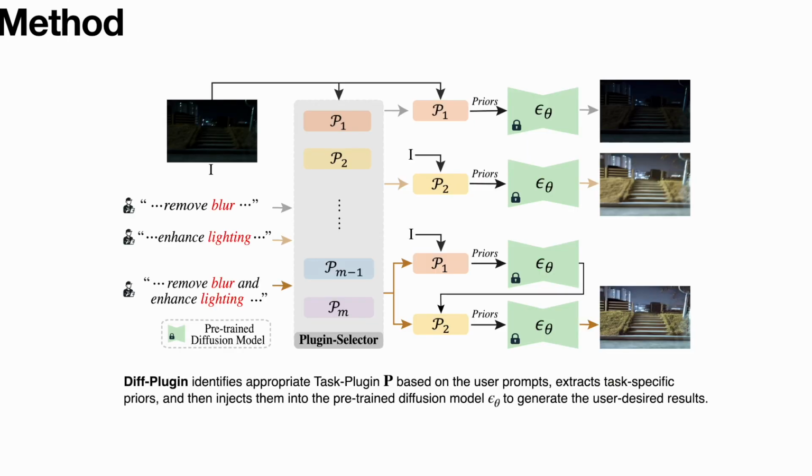This figure shows our overall pipeline. Given an image and a text prompt during inference, we first send them to the proposed plugin selector to select a task plugin that adheres to the user-intended task. Then, we forward the input image to the chosen task plugin to extract the task-specific priors. Finally, we feed the priors to the pre-trained diffusion models for generating the target output. When the user wants to conduct multiple tasks simultaneously, they need to specify the tasks in the prompt, and our framework will select all matched task plugins and perform all tasks sequentially.